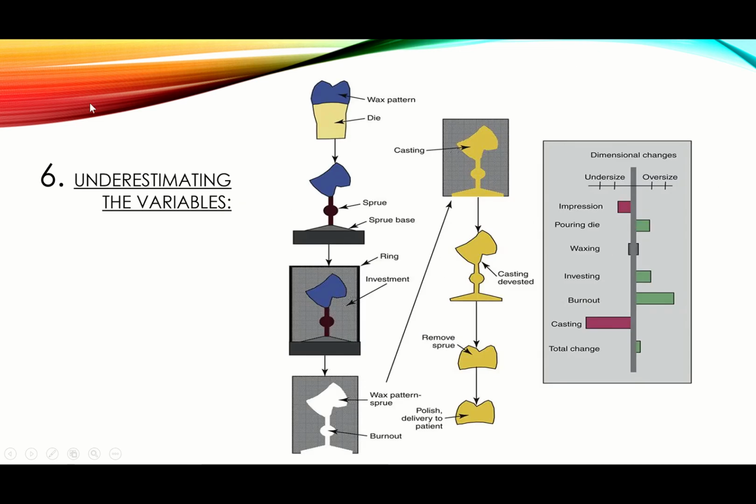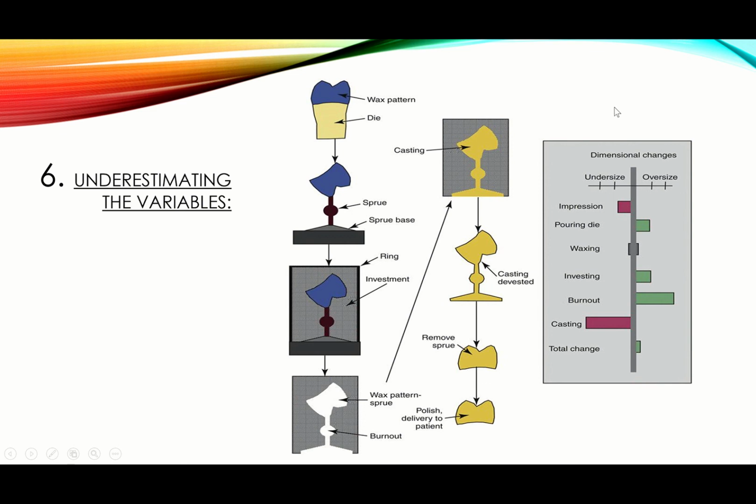Now look at this to understand the variables, the wax pattern and everything. Look at this: undersize, oversize, dimensional changes. Impression, there's shrinkage. Pouring the die, there's expansion. Not the same. All right. Waxing, expansion, shrinkage, expansion. End result, shrinkage. Investing, expansion. Burnout, much expansion, and then casting, based on solidification, goes back to shrinkage, and then the total change.